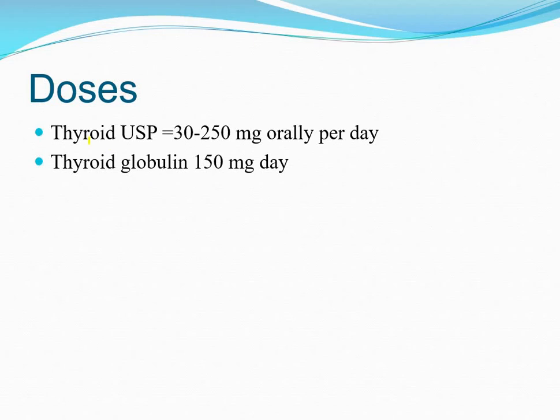In case of hypothyroidism, the thyroid USP preparation usually contains 30 to 250 milligrams. The total dose is 30 to 250 milligrams of the thyroid USP preparation, given once a day by the oral route, or thyroglobulin, I mean the globulin, the protein along with it, then the dose is higher, of course, that's 150 milligrams per day. So it depends upon whether the preparation is in the form of thyroglobulin or purely thyroid USP preparation.